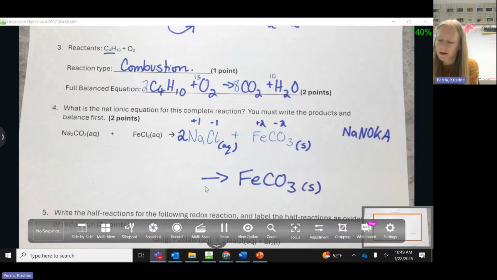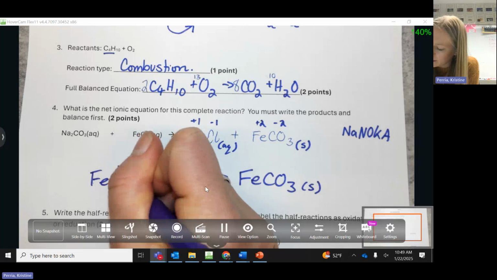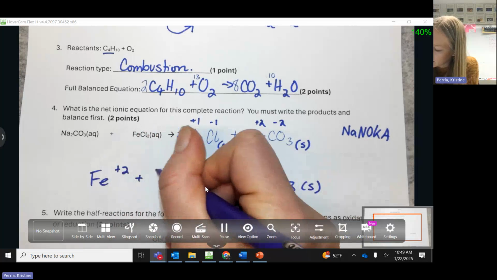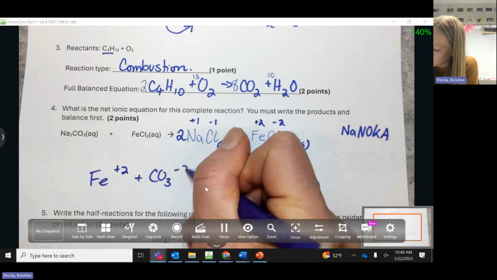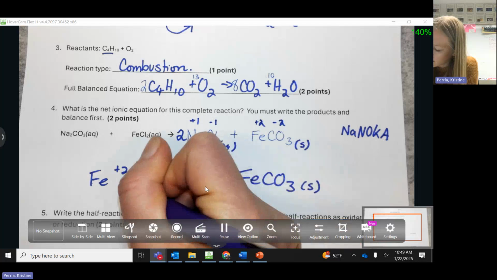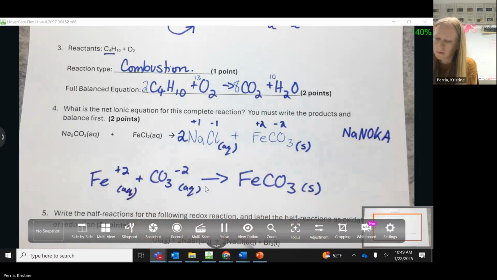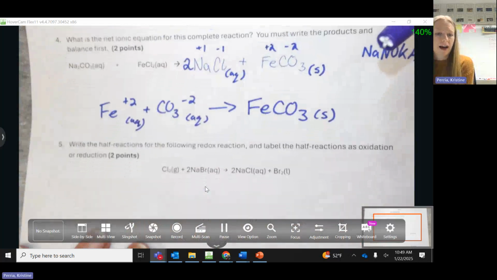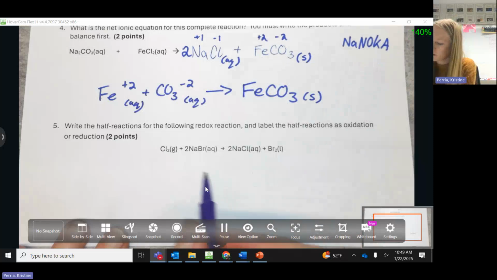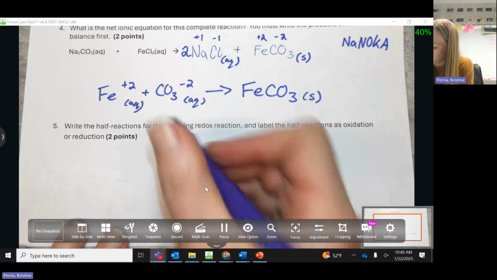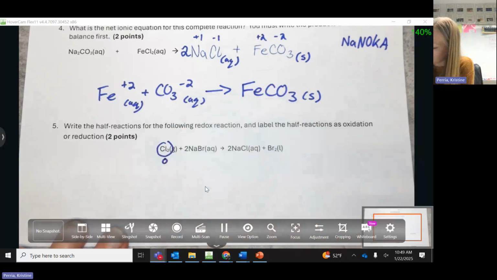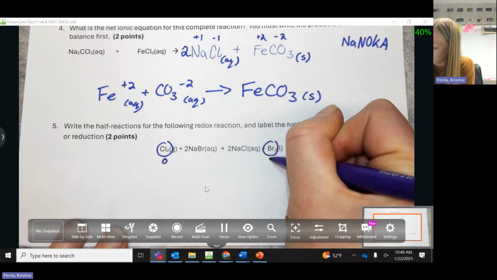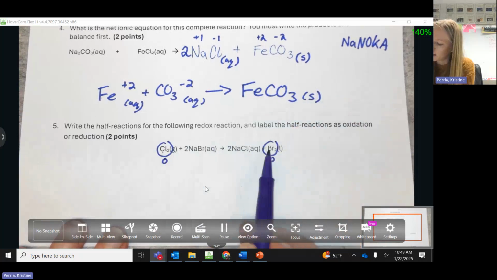That, okay, and then I just split it apart. So I have Fe²⁺ plus CO₃²⁻, and those are, of course, aqueous. Okay. Number 5, in this situation, we're doing our half reactions. So I see that we have this, which has an oxidation number of 0. This has an oxidation number of 0, right, because they're in their elemental form.